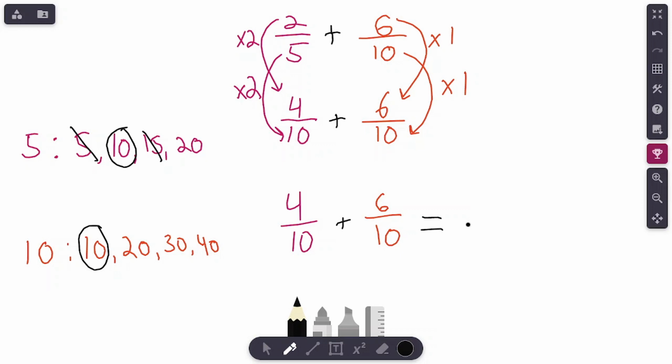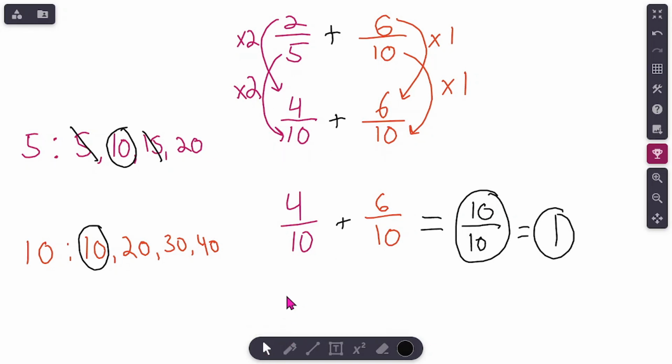Denominators are the same, so we're not going to add them. They are the same. Add the numerators. 4 plus 6 gives us 10. There's our answer, 10 out of 10. 10 over 10, 10 tenths. Some of you are probably thinking, Mr. C, 10 over 10 is the same thing as 1, and you are correct.